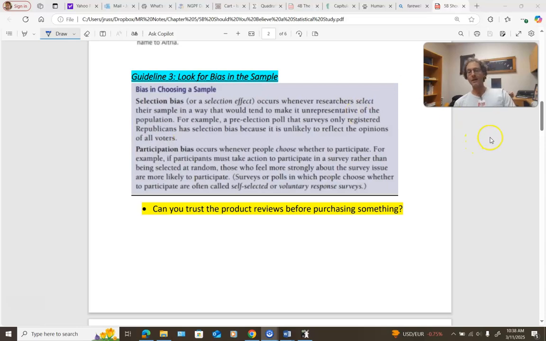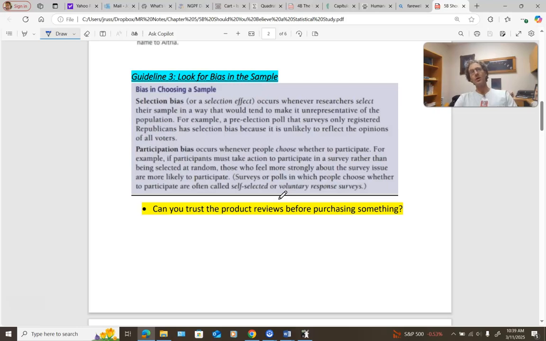So I know when I read my course evaluations, I know they may not be representative of the actual class. Also, think about this. This is another example of participation bias. Can you trust the product reviews before purchasing something? So if you're like me and a lot of people, before you go out and buy something, you may read the reviews for it. Okay.